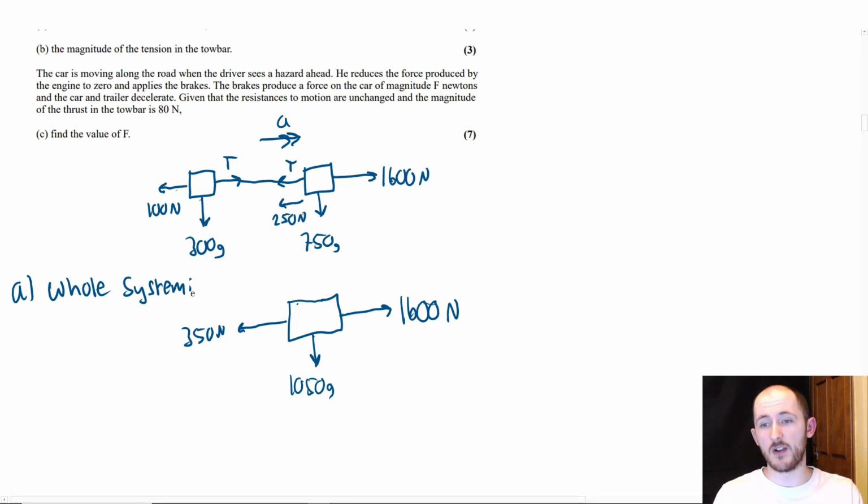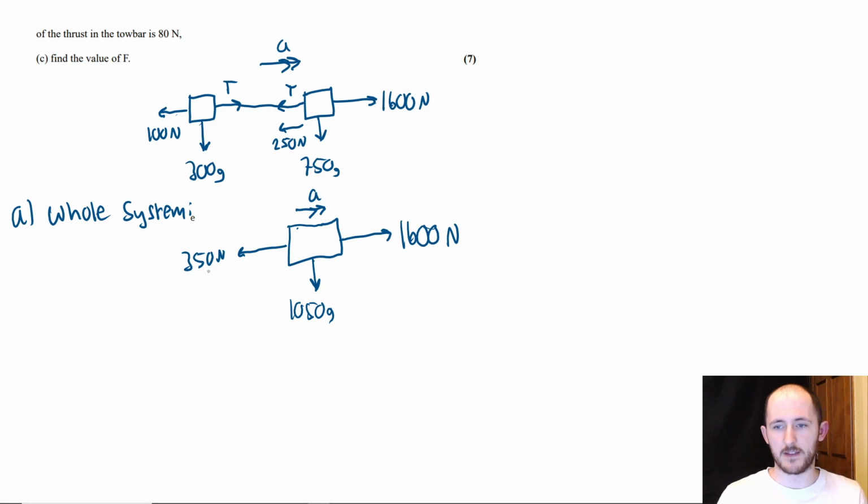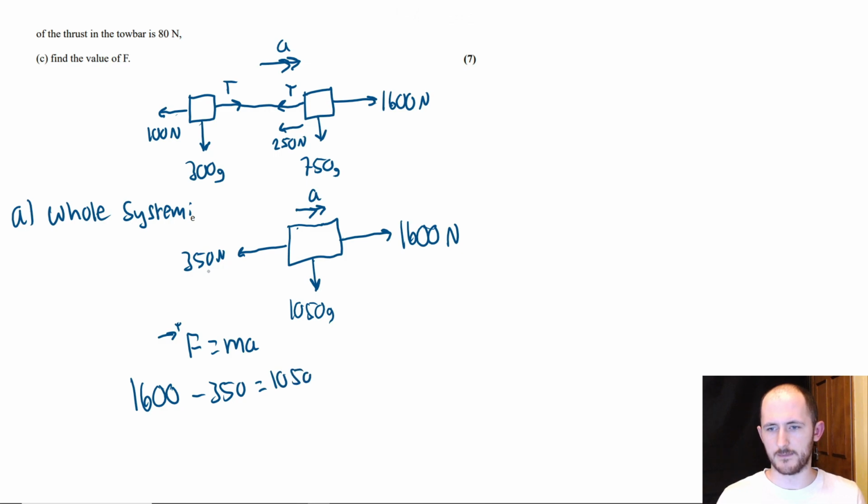And this means I don't need to take into account the tension, which means I only have one unknown, which is really, really useful considering I just want to work out the acceleration. Okay, so I can use F equals ma now, and my life is much easier. F is going to be 1,600, because I'm taking to the right as positive again, perhaps I should have indicated that, minus 350 equals 1050a. So that means a is just equal to 1,600 minus 350 over 1050.